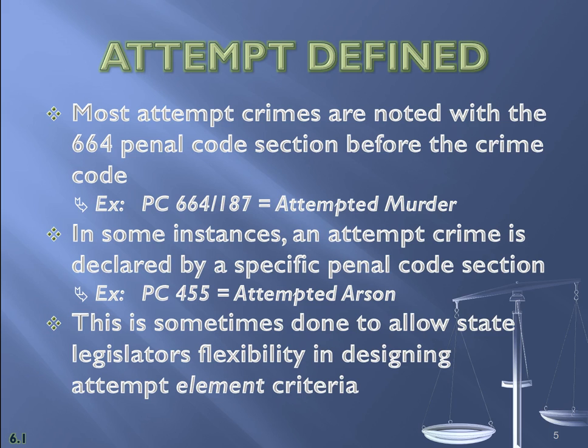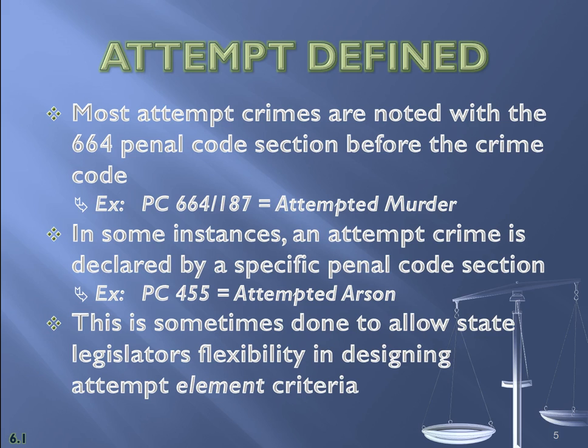So again, a quick review here before we move on. Attempt defined. Most attempt crimes are noted with the Penal Code 664 before the crime. This is usually how attempted crimes are identified. So they'll have, like, 664, the example we have here, 664/187 equals attempted murder, or 664/459 attempted burglary. And that's typically how an attempt crime would be written.